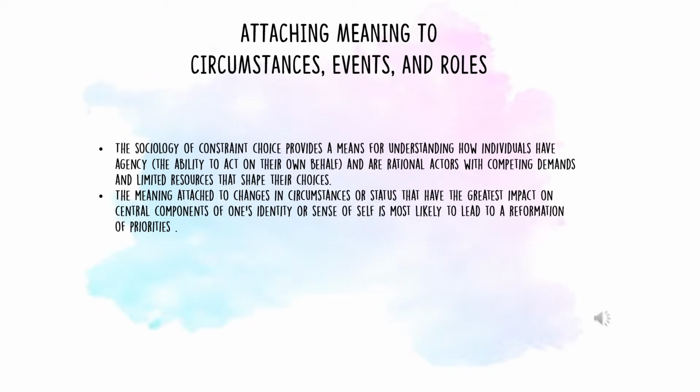Attaching meaning to circumstances, events, and roles. The sociology of constrained choice provides a means for understanding how individuals have agency, the ability to act on their own behalf, and are rational actors with competing demands and limited resources that shape their choices. The meaning attached to changes in circumstances or status that have the greatest impact on central components of one's identity or sense of self is most likely to lead to a reformation of priorities.